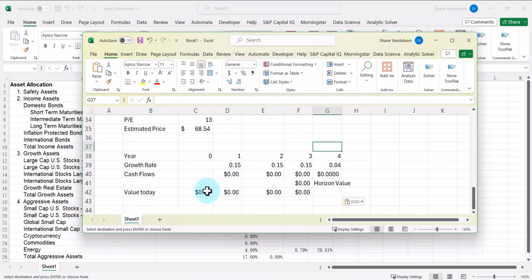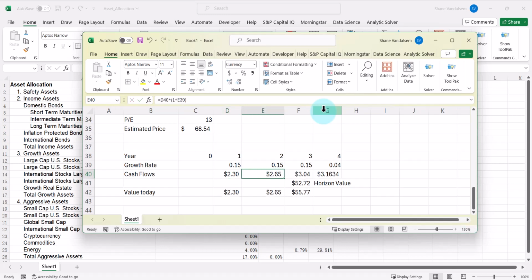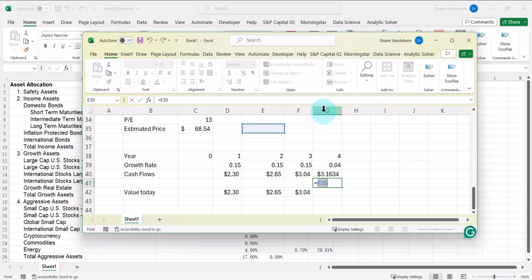So our value here, our dividend at time 1 would stay the same. It's still going to be the $2.30. The dividend at time 2 is still $2.65. The dividend at time 3 is still $3.04. The dividend at time 4 is still the same as $3.1634. We take out the horizon value here. The horizon value is going to occur at time 4. We calculated this already to be $68.54.